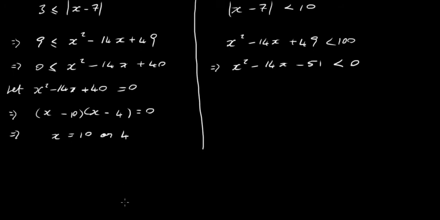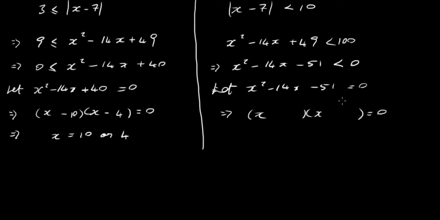So we do the same thing here. So we're going to let x squared minus 14x minus 51 equal 0 to find the roots. So that will give me x here, 51 is going to be, we want 14 in the middle, so it's going to be 3 17s. So 17 here, 3 here.